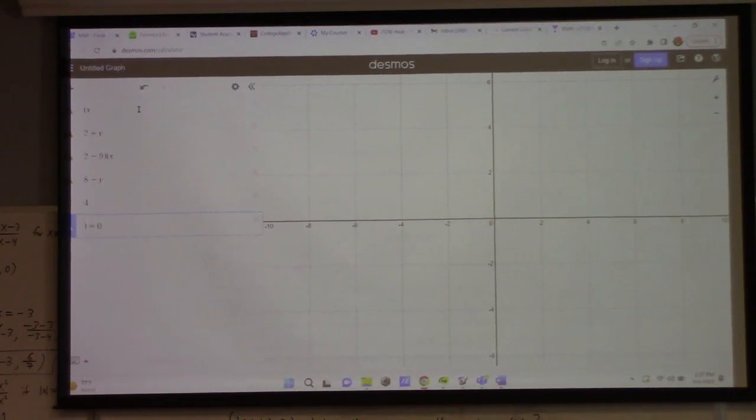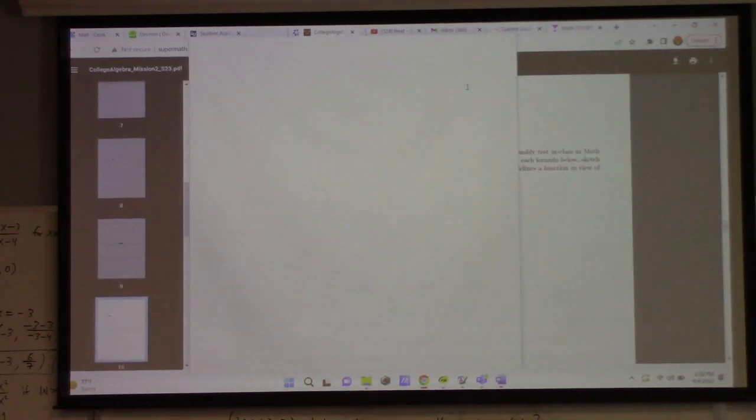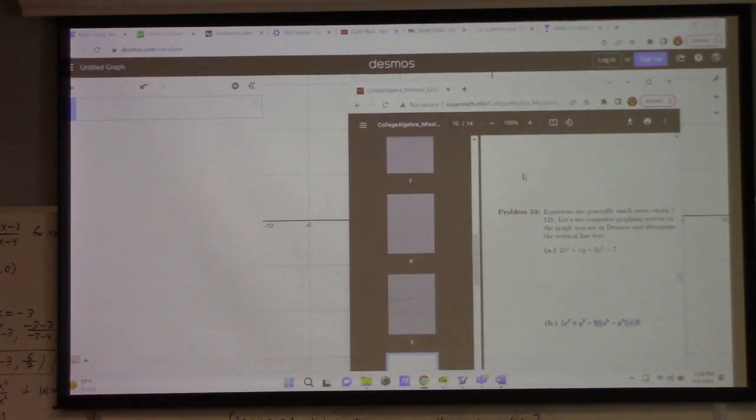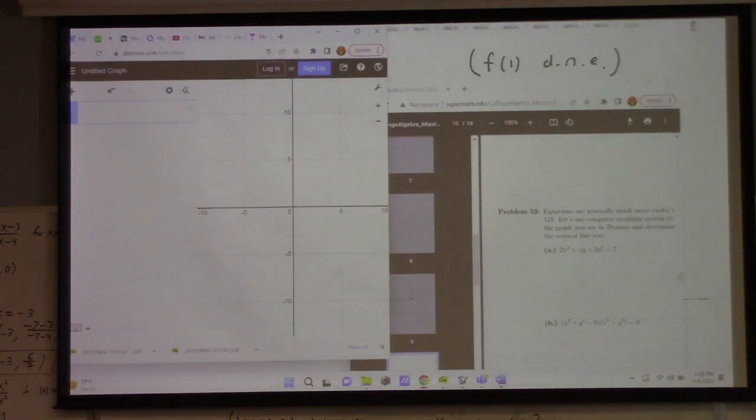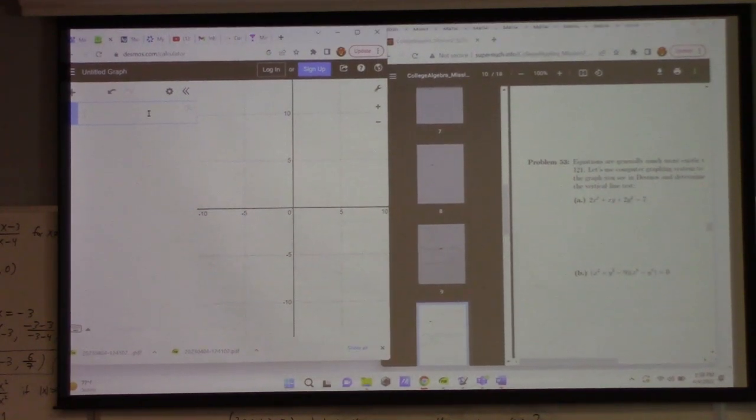Oh, man. Well, that is not helpful. Oh my goodness. I was trying to be lazy and copy and paste, but it didn't do it for me. Let's see here. It was supposed to be, what was it? X squared.